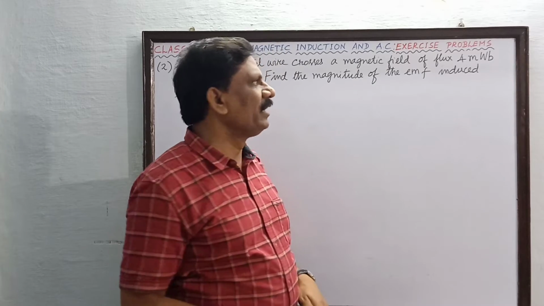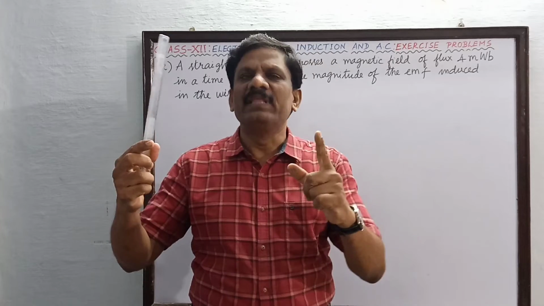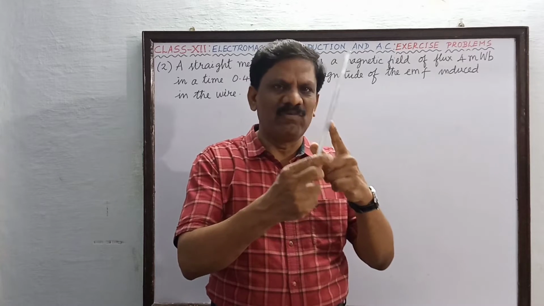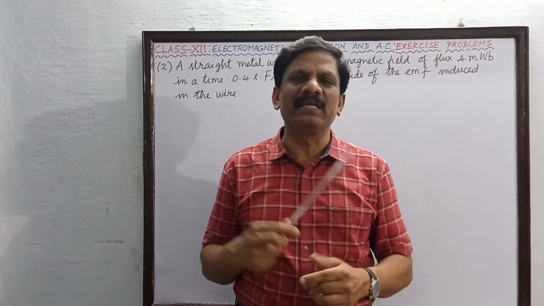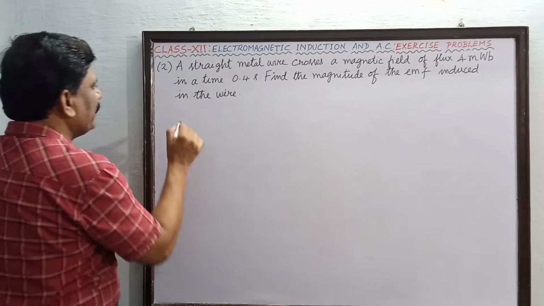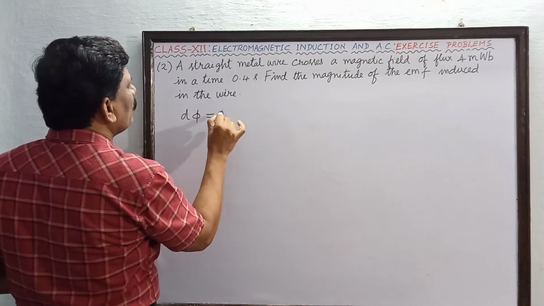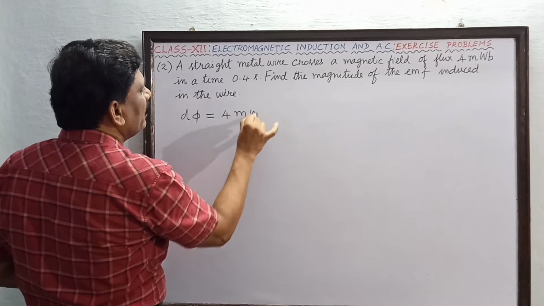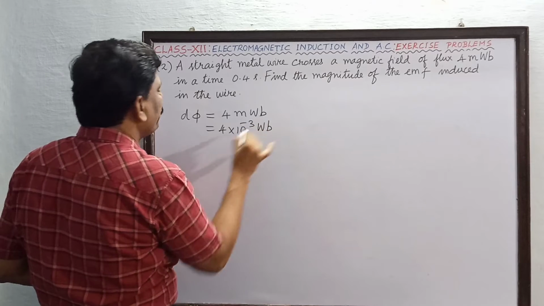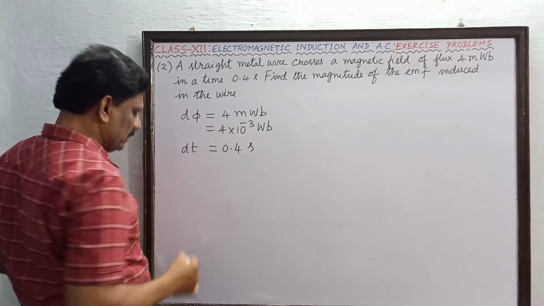Okay. Similarly, before moving this wire, the initial time is taken as 0. Then when it is moved through the magnetic field for t equal to 0.4 second, dt is 0.4 second. Okay, so I will take here d phi, the change in the flux, equal to 4 milliweber. So this is equal to 4 into 10 to the power of minus 3 Weber. And dt, the time, is 0.4 second.